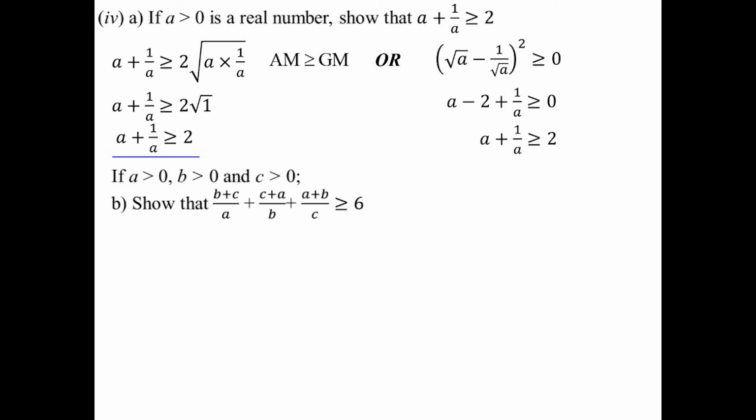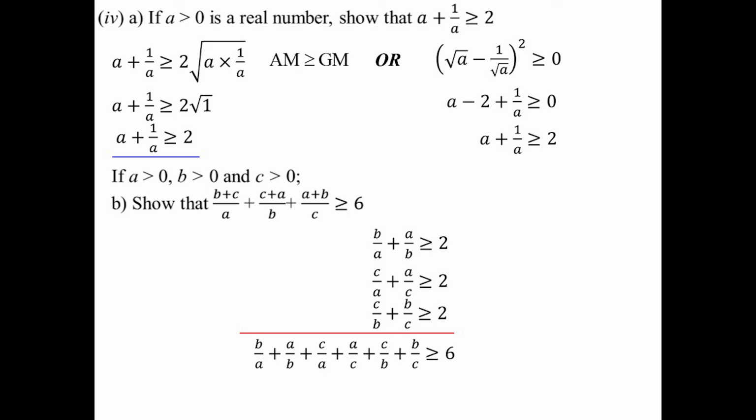But what we know is any number plus its reciprocal will always be greater than or equal to 2. That's what we've basically shown. So therefore, b on a plus a on b will be greater than or equal to 2. So c on a plus a on c will be greater than or equal to 2. c on b plus b on c will be greater than or equal to 2. Add them all together and look what we get.